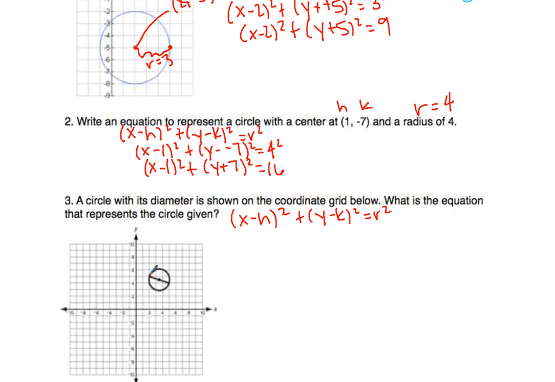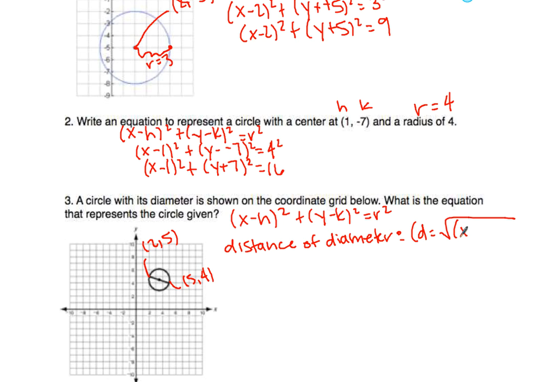So I need to find the endpoints of the diameter. This point appears to be at (2, 5), and this point appears to be at (5, 4). So I'm going to find the distance for the diameter by using the distance formula. So your distance formula is d equals the square root of (x2 - x1)^2 + (y2 - y1)^2.